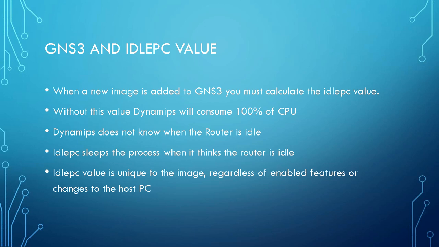All right. The IDLEPC value is also unique to the image itself. This lets you do some neat things later when we talk about running this on ESXi. But the thing to know is that regardless of the features that you have enabled on the router, the version of the GNS3 software, your operating system, changes to your host PC or hypervisor, if that's the case, that number does not change. So once you've set it for that image, it is true forever.